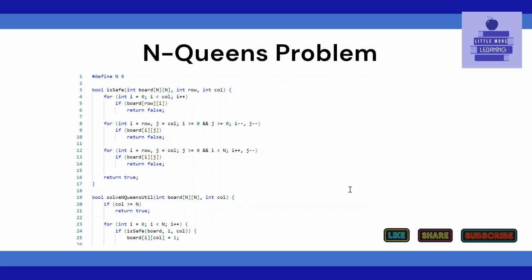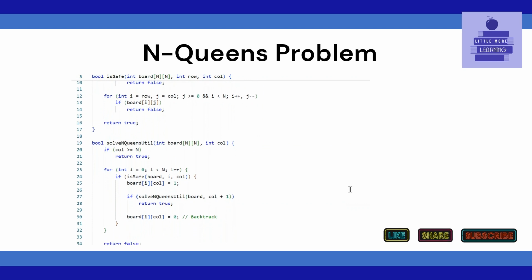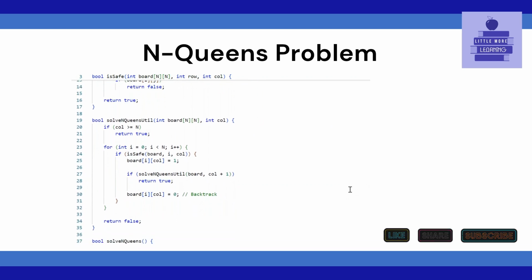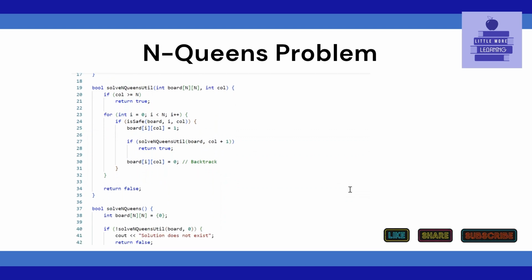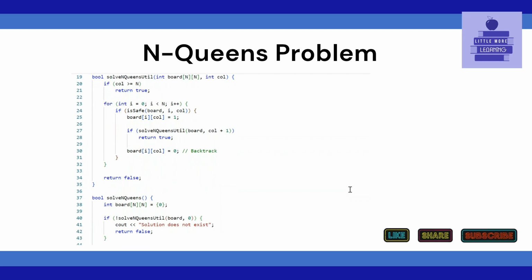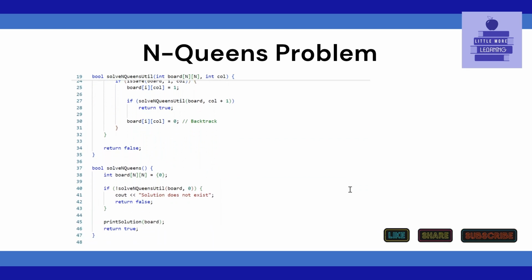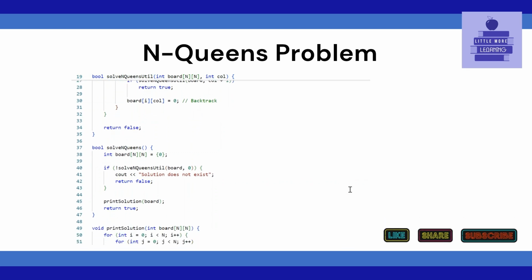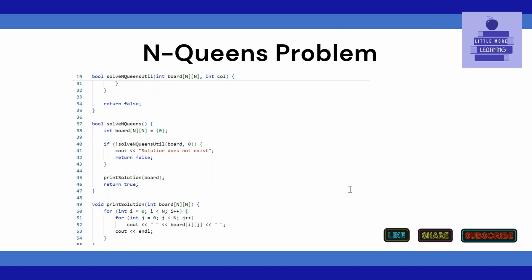The isSafe function checks whether it's safe to place a queen on the board at a given row and column by ensuring no other queens are in the same row, column, or diagonal. The solveNQueensUtil function is the recursive function that attempts to place queens on the board one column at a time. If placing a queen leads to a solution, it returns true. If not, it backtracks by removing the queen and trying the next position.